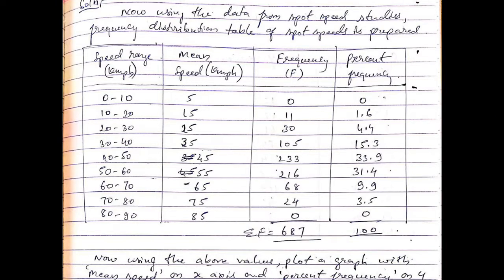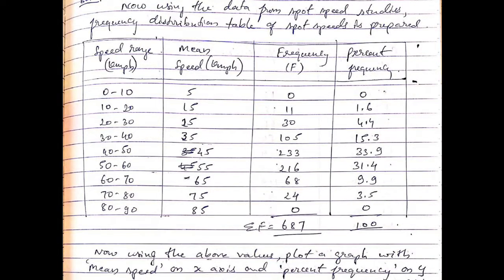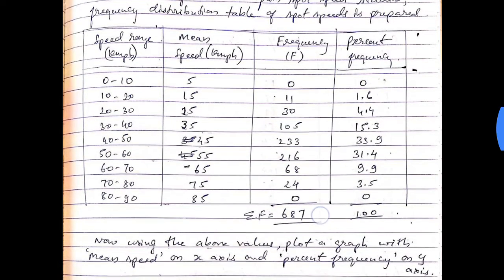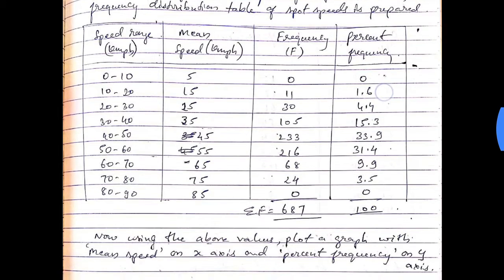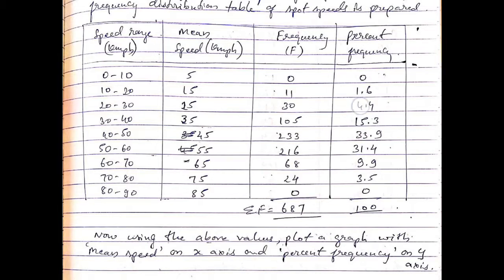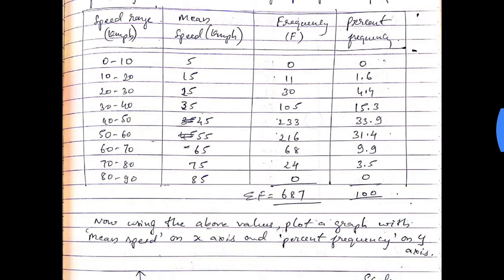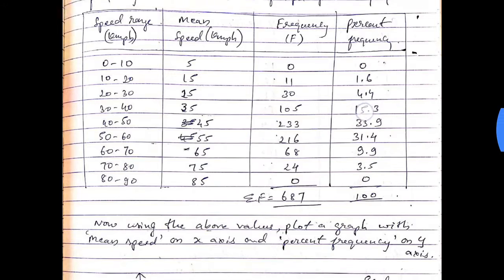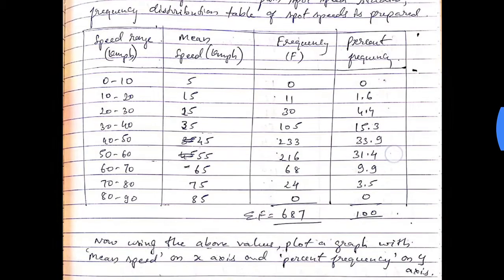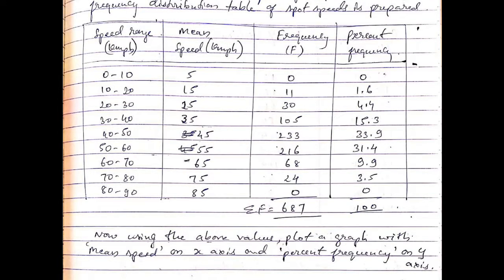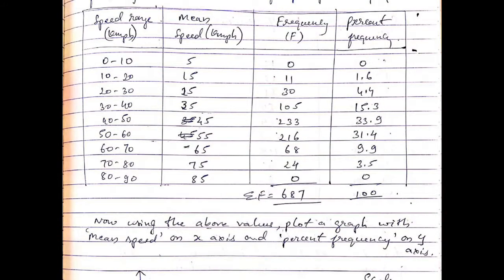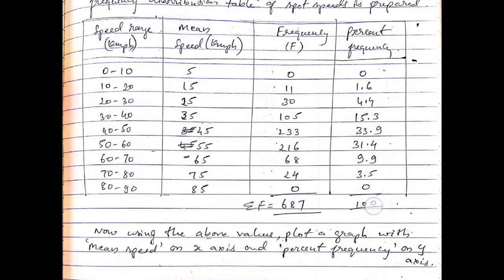0 divided by 687 into 100 is nothing but 0 itself. 11 divided by 687 into 100 is 1.6. 30 divided by 687 into 100 is 4.4. Similarly, you need to do it for all these and you will get these values. As a check for the correctness and accuracy of your work, if you add up all these values, you should get 100. Since this is a percentage, the total should be 100.